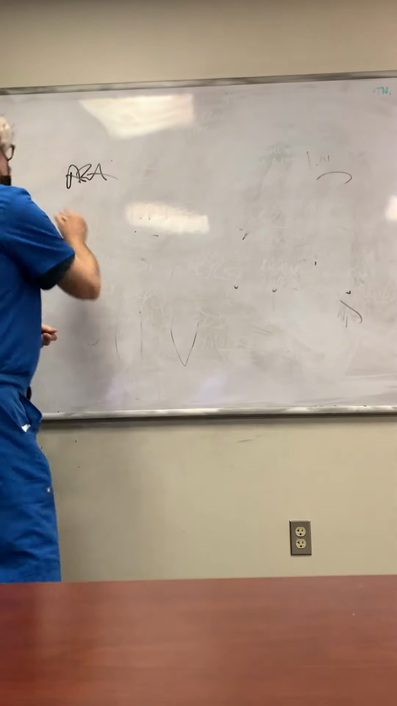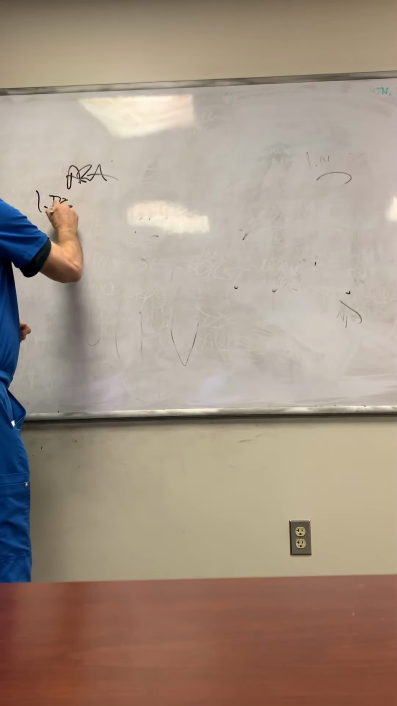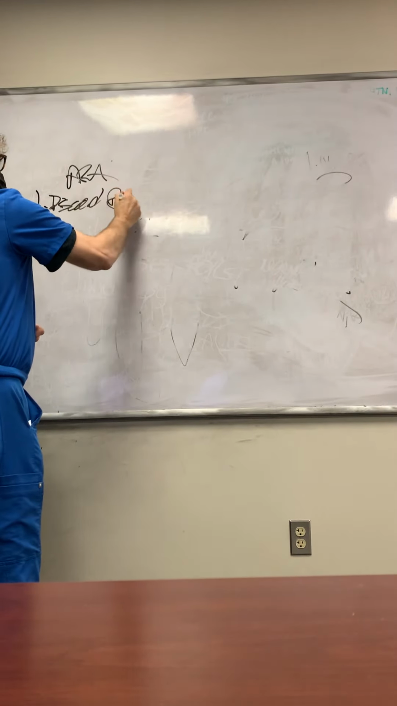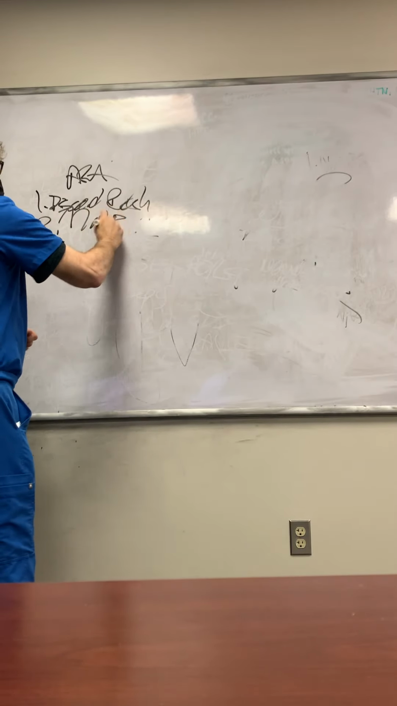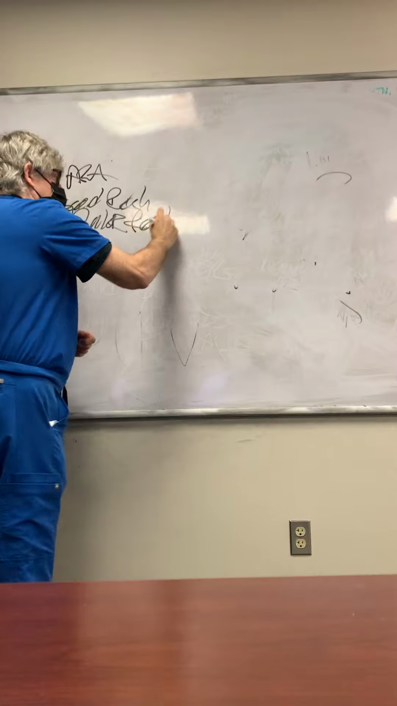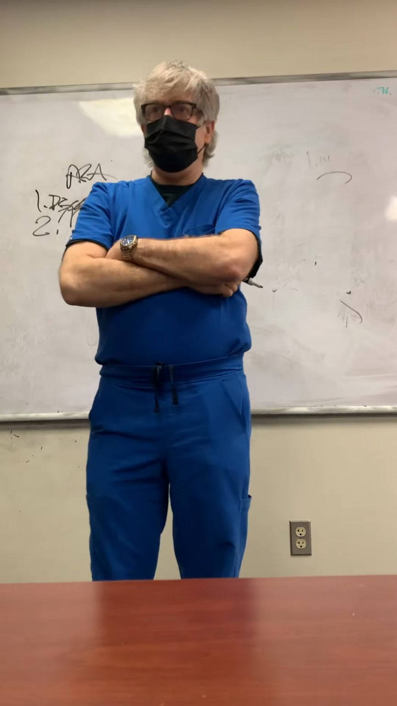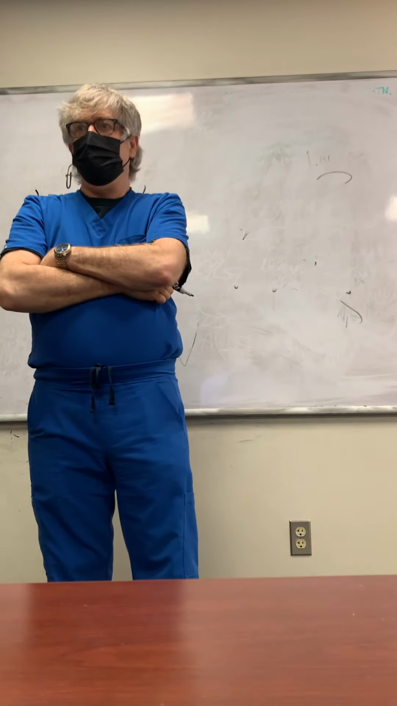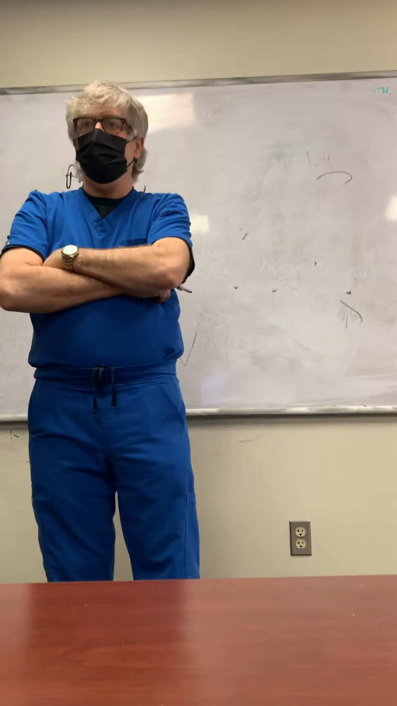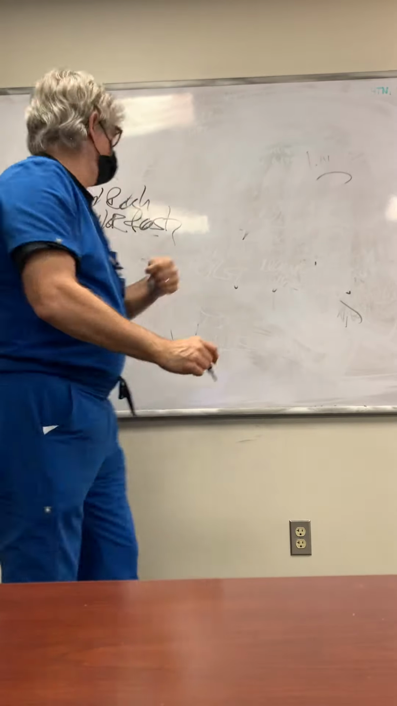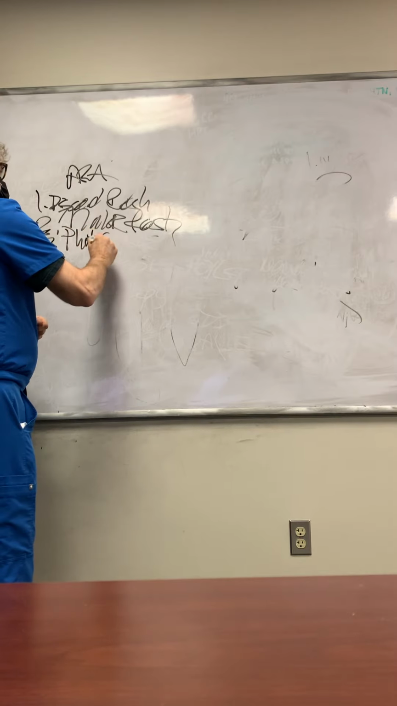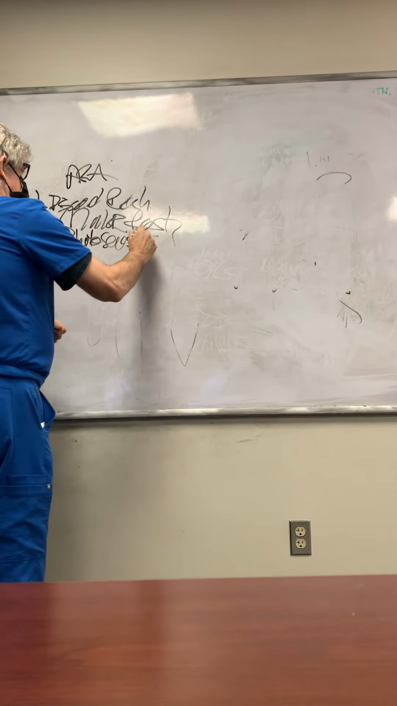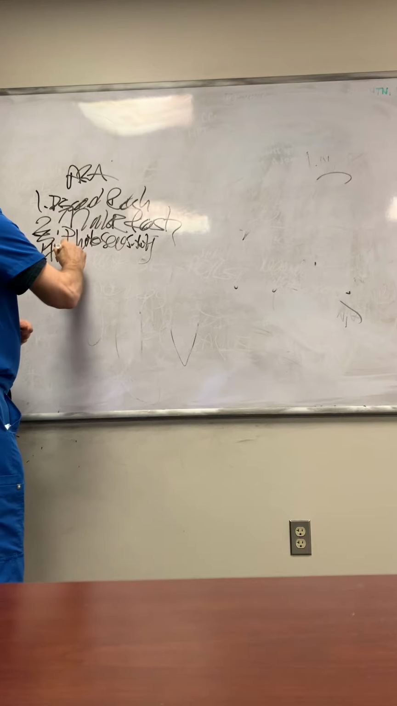Okay, so number 1, a discoid rash, which you could also see. Number 2, a malar rash. So classically with lupus, you think of a malar butterfly type rash over the face in the malar area. Number 3, photosensitivity. Number 4, mouth ulcers.